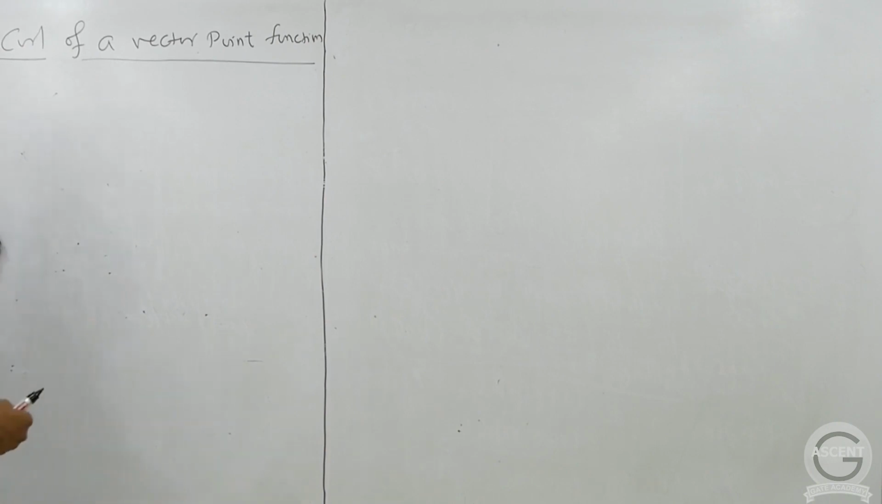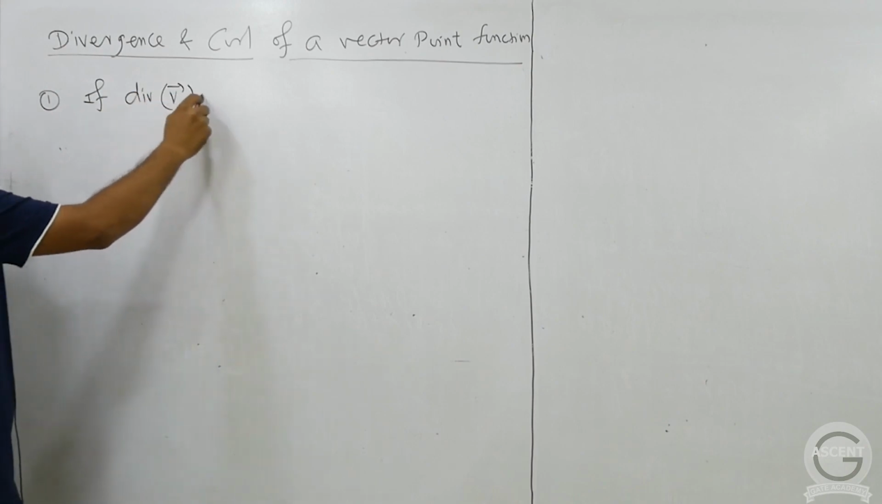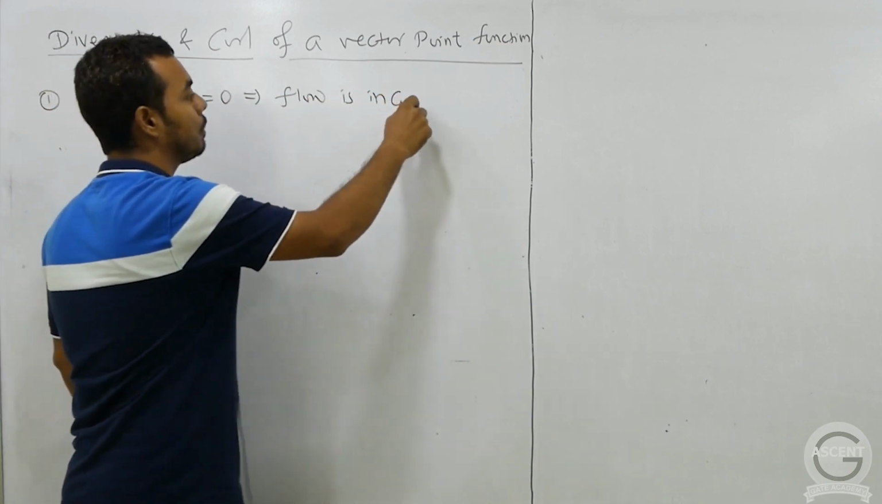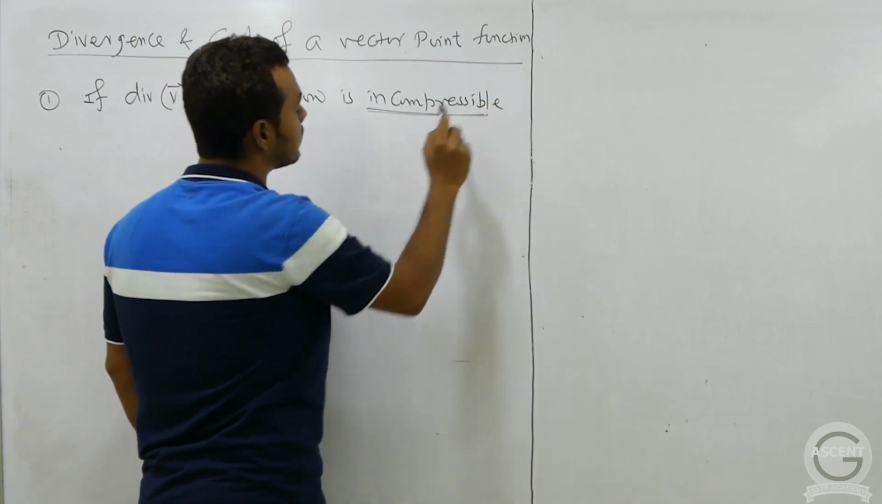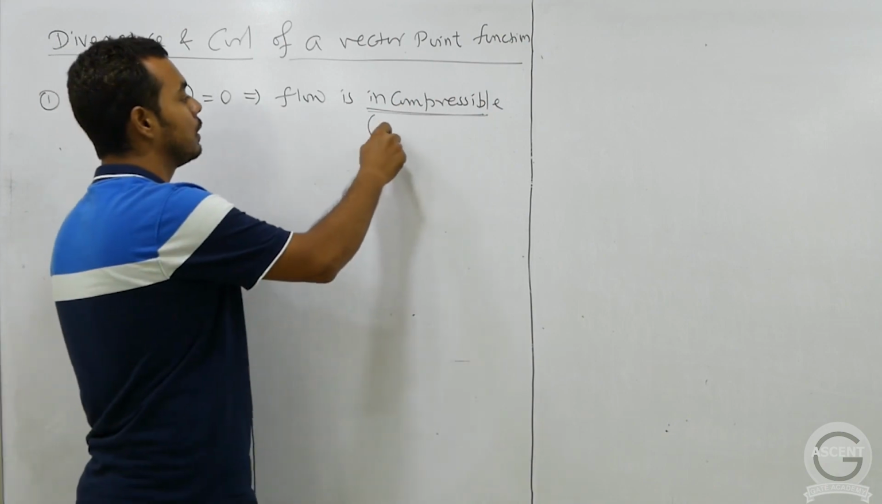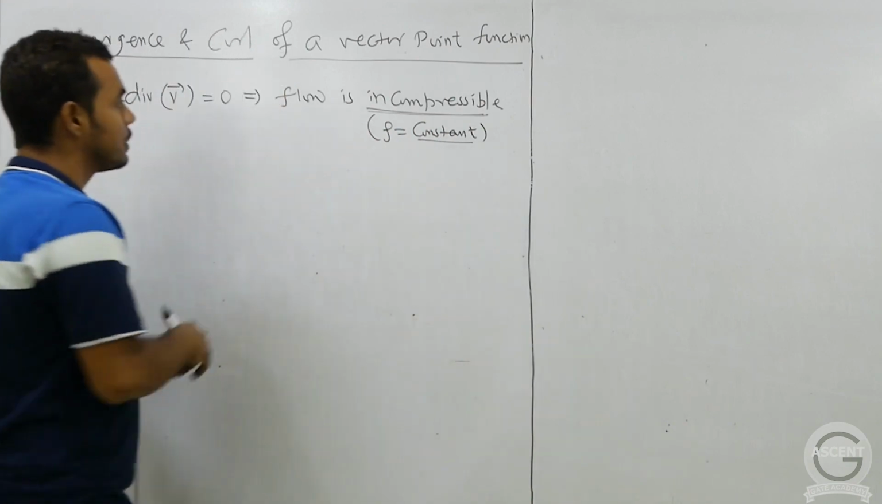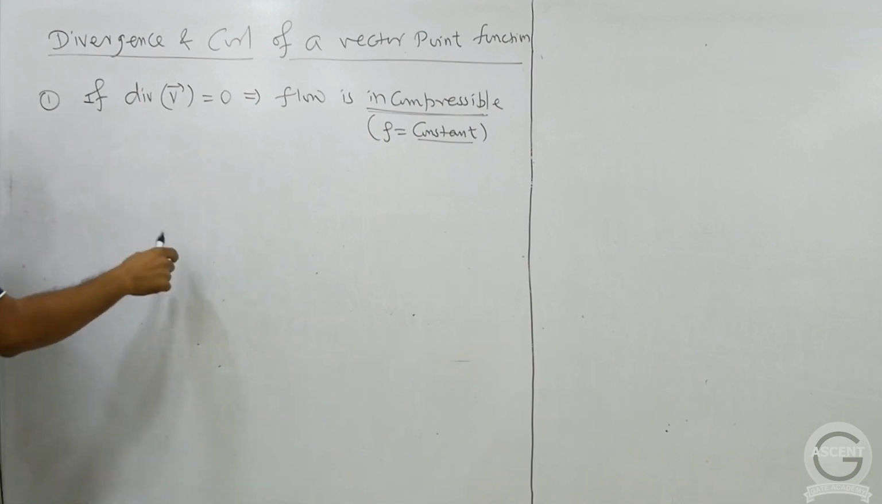So the first point that you need to know is, if divergence of the velocity vector is 0, this implies the flow is incompressible. Okay, if the divergence of velocity is 0, then the flow is called incompressible flow. Incompressible simply means that density is constant. Okay, incompressible flow means density is constant. So if divergence is 0, then it means flow is incompressible, and it is very easy to solve this result.